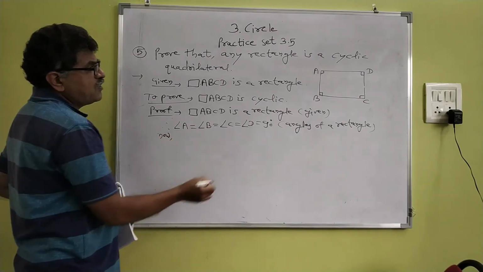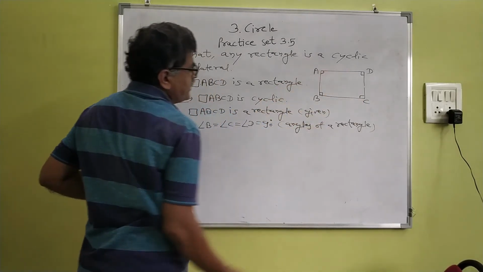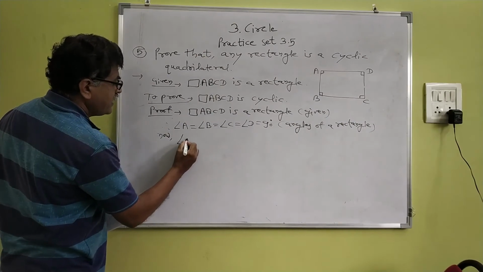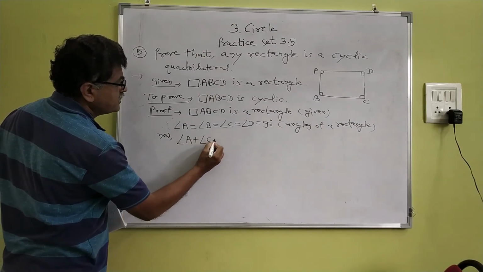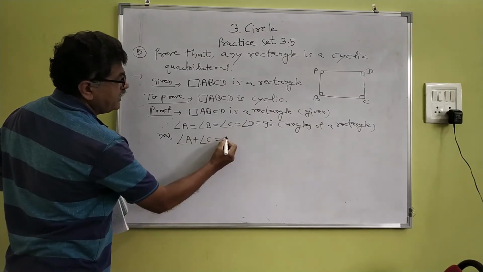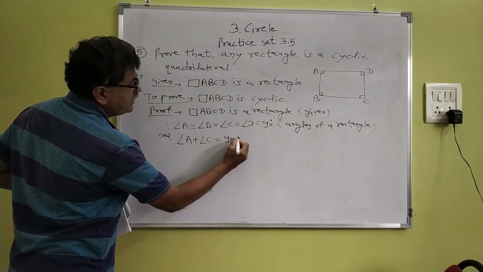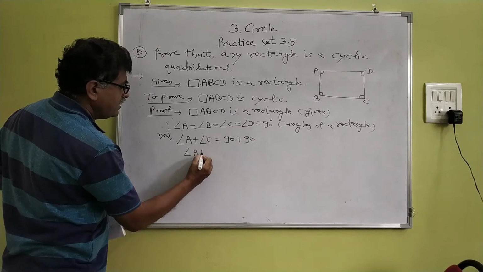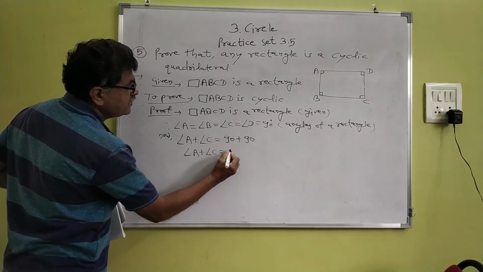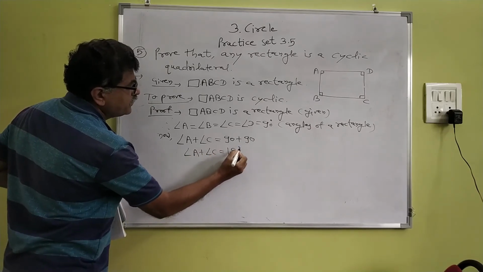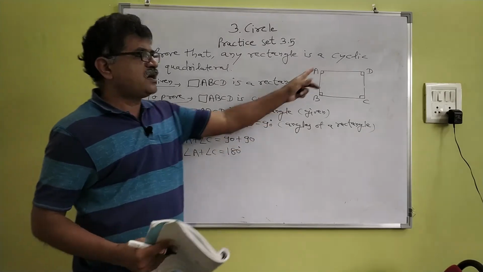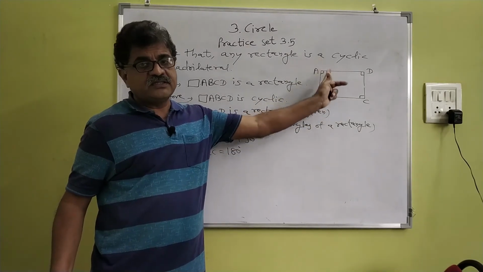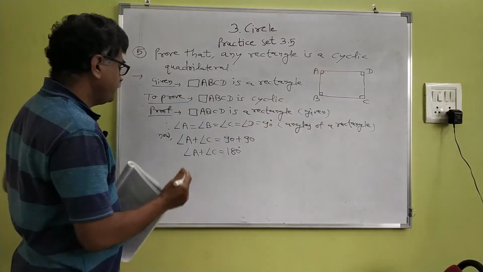Now we take some of these opposite angles. Angle A plus angle C is equal to 90 plus 90 degrees. Therefore, angle A plus angle C is equal to 180 degrees. That is, opposite angles are supplementary. That is, their sum is 180 degrees.